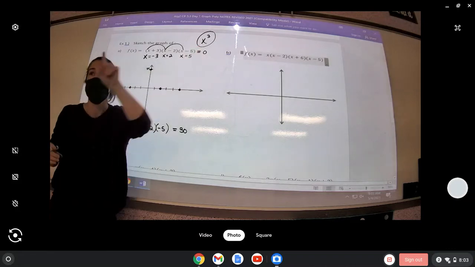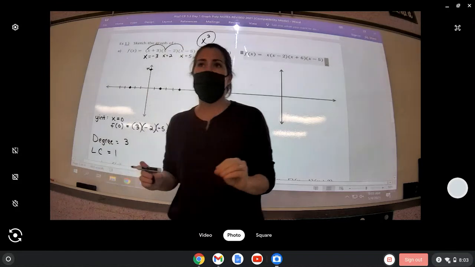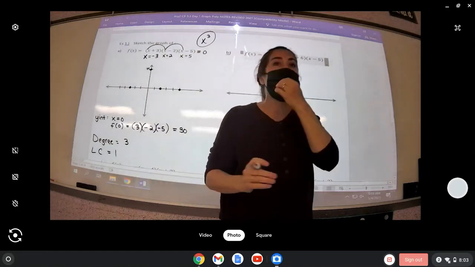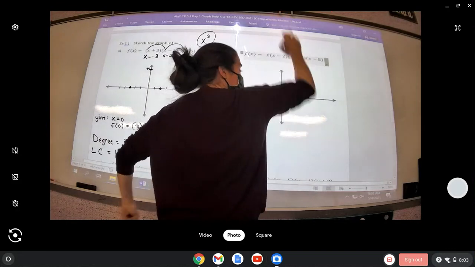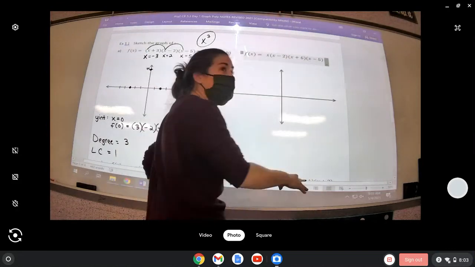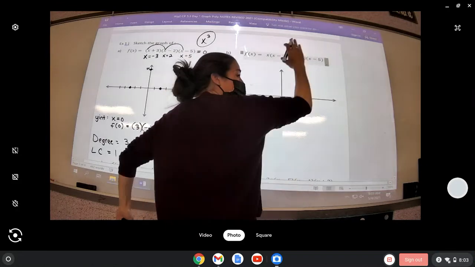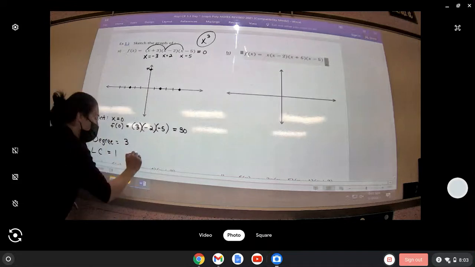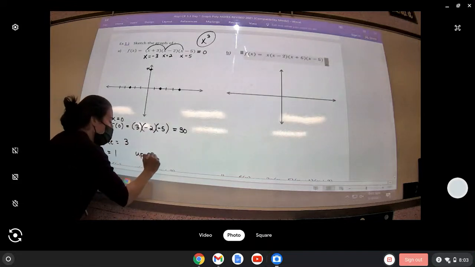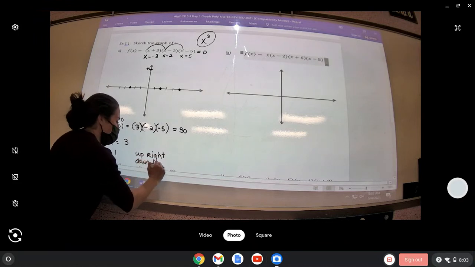A positive 1. So when it was an odd degree polynomial and the leading coefficient was positive, do you remember which end of the graph had to be up? The right or the left? Anybody remember? Positive leading coefficient has to be up on the right, the positive side of the graph. So guys, we now know it's up on the right, it's down on the left.